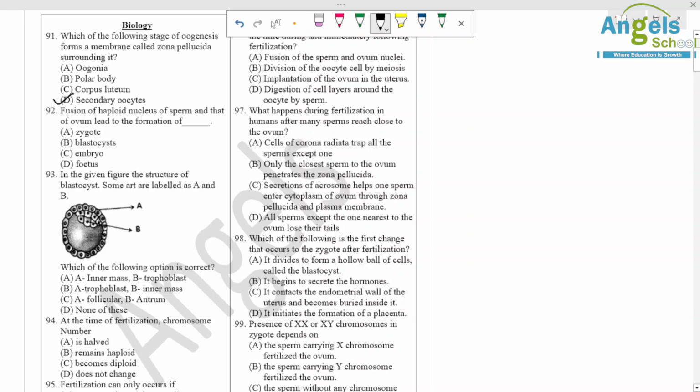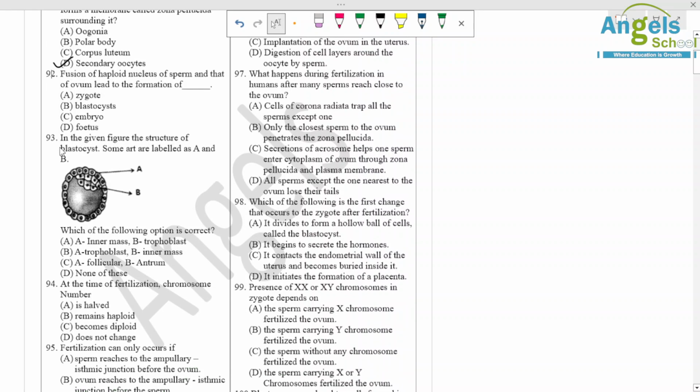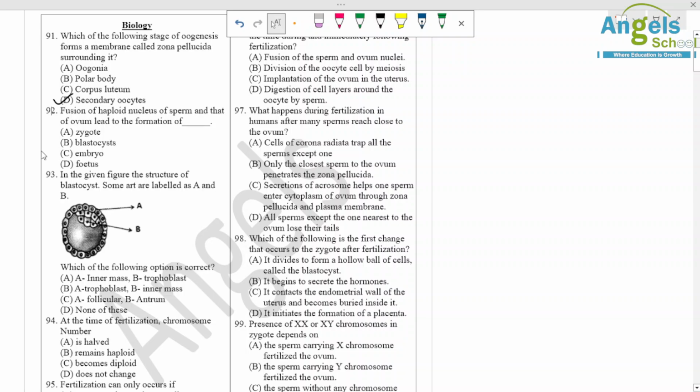Question number 92. Fusion of the haploid nucleus of sperm and that of ovum leads to formation of... fusion of the haploid nucleus of sperm cell and ovum leads to formation of zygote. So the correct answer is zygote.